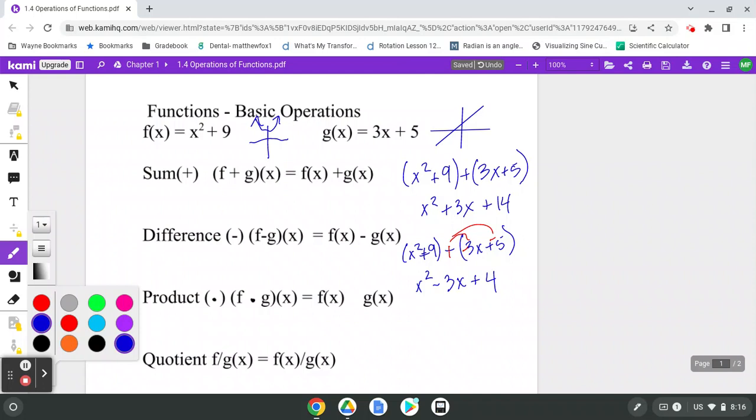As you can see, it is slightly different in that instead of plus 3x and plus 14, we have minus 3x and plus 4. That change occurred because we are subtracting these values.